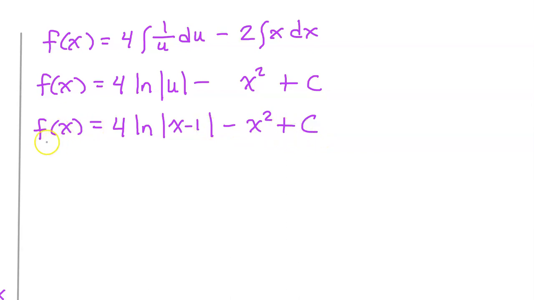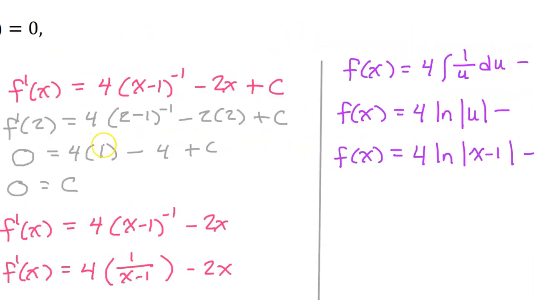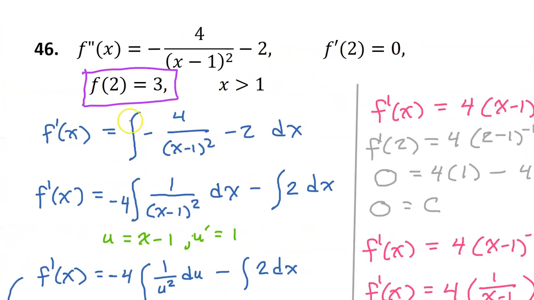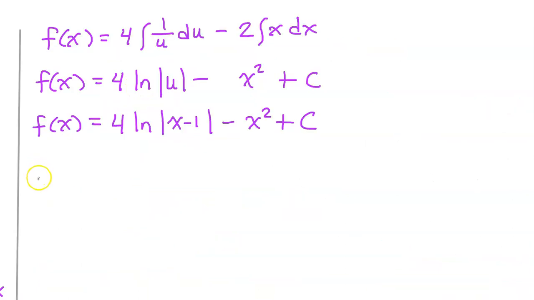Let's look back and see what they told us about f of x. In the setup, we were told that f at 2 is equal to 3. So let's set up f at 2. So we have natural log of 2 minus 1 minus 2 squared plus c. But remember, f at 2 is 3. So let's substitute 3 for f at 2.